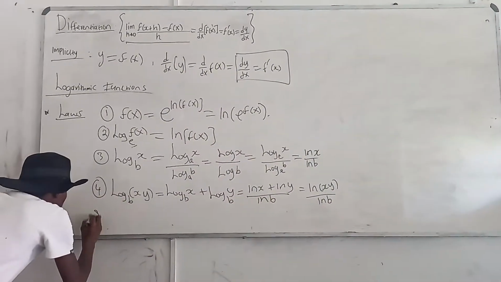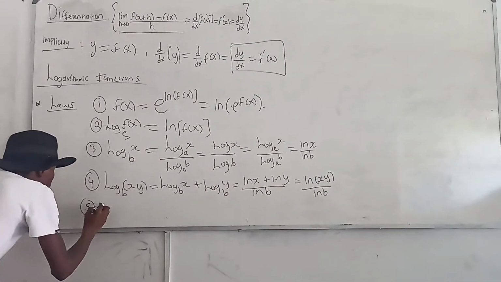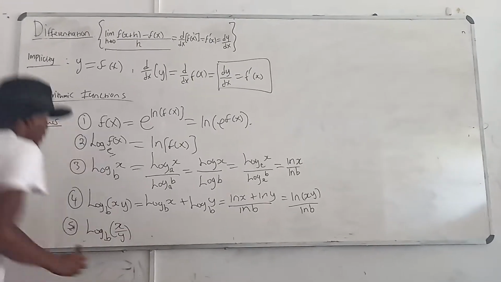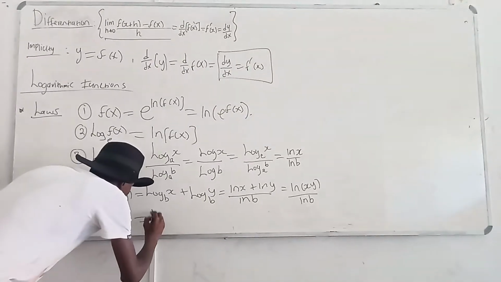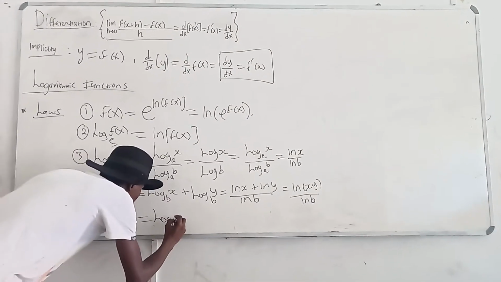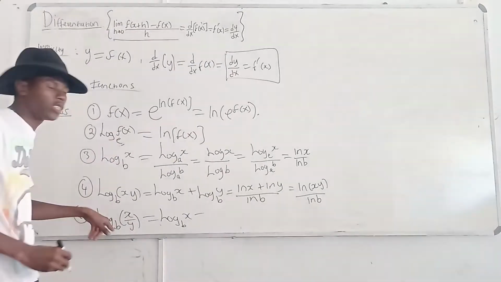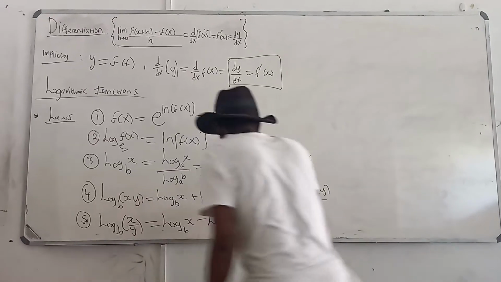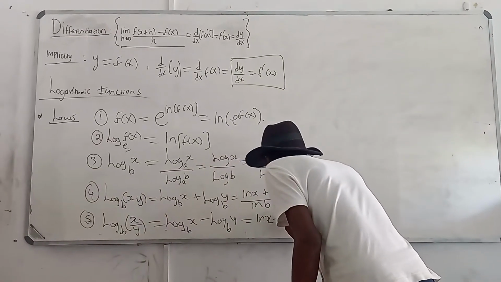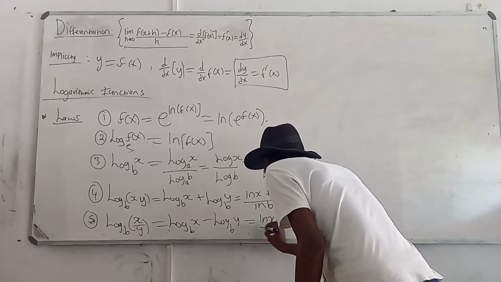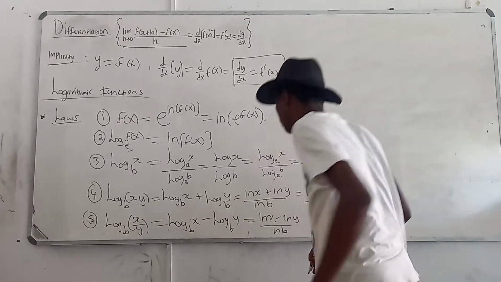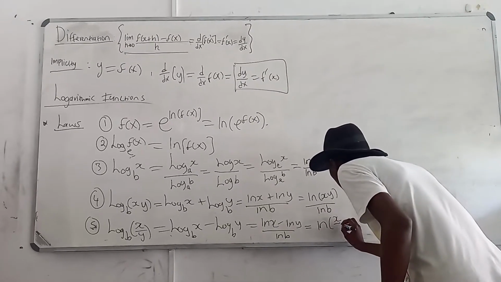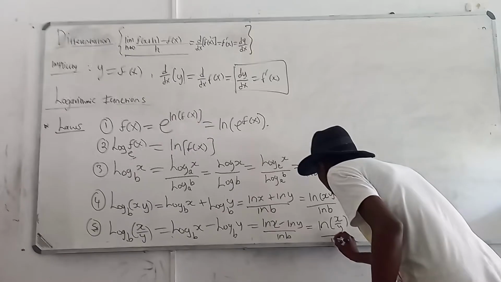Let's come to the one where we're using log base b of x divided by y. So log base b of x divided by y is log base b of x minus, because of the division, log base b of y, which is the same as ln x minus ln y over ln b, which is nothing but ln of x divided by y, over ln b.